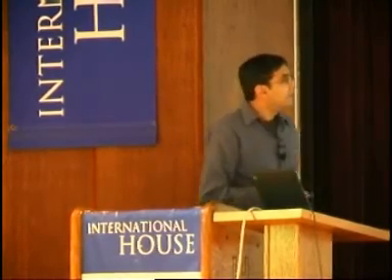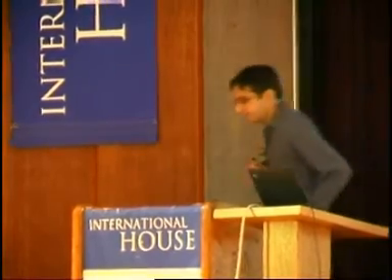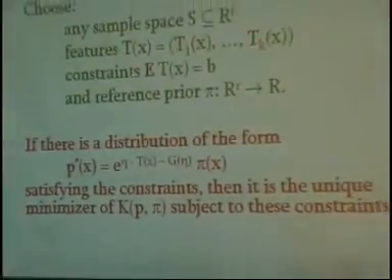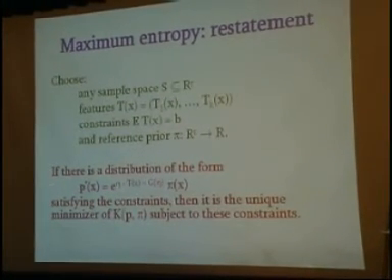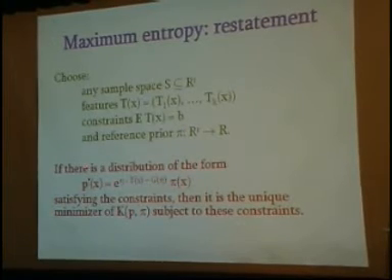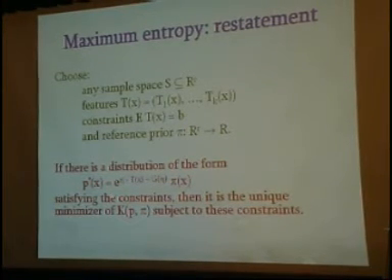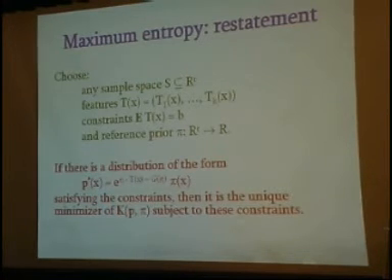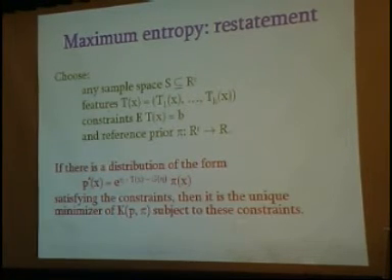Okay, so any questions about that? Okay. So now let's figure out what the solution has to look like. Okay? So we have some sample space, we have some features, we have some constraints, and we have a reference prior. So here's the key statement. Okay? So the claim is that if there's a distribution of this particular form that happens to satisfy the constraints, then it is the unique minimizer. It's the unique distribution that's closest to pi subject to these constraints. Okay.